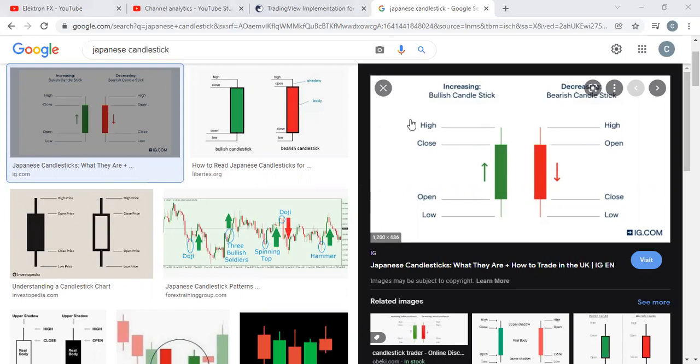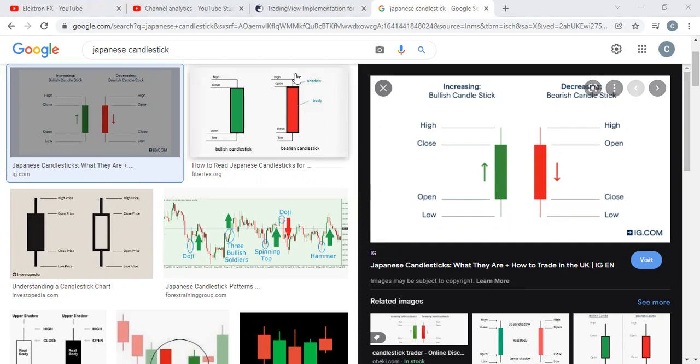So in a bullish candle, we have what we call the high, the close, the open, and the low. The difference between these 2 candles is that this one is going up and this one is going down. But another difference is the open and close price. A bullish candle opens down and closes up. Can you see it? It opens down and closes up because it is going up. A bearish candle opens up and goes down.